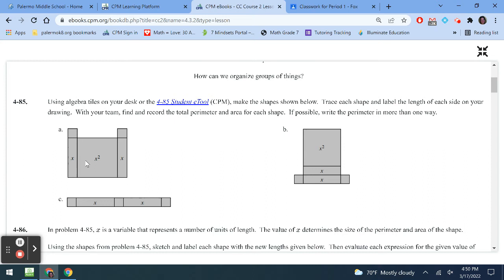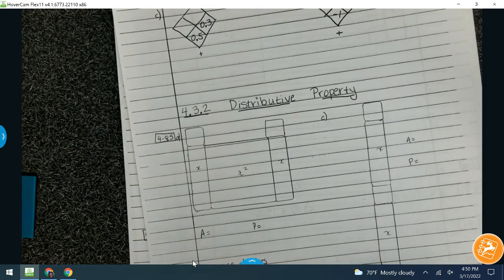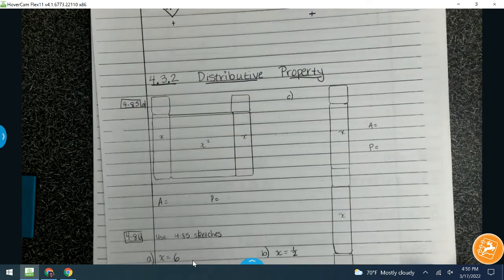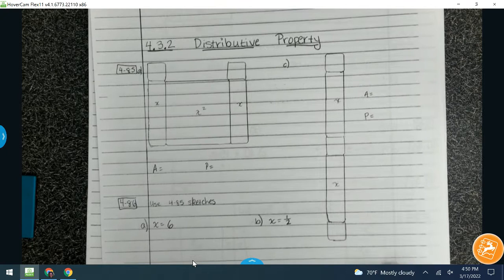Now we're only going to be doing Alpha and Charlie. Bravo is very similar to Alpha, so I went ahead and skipped that one. And I did already copy it in your notebook, so that's what's right here. I went ahead and copied those. So those are the shapes.